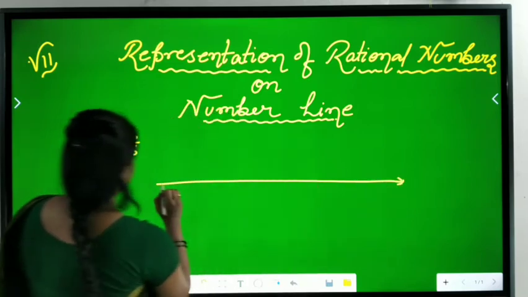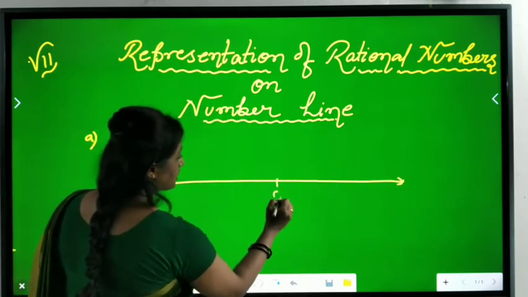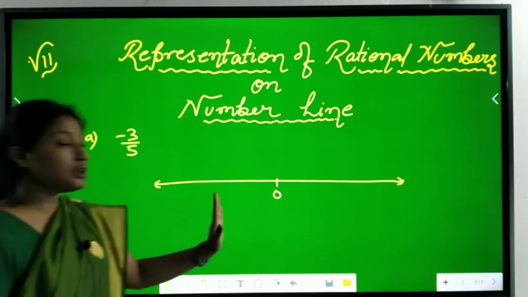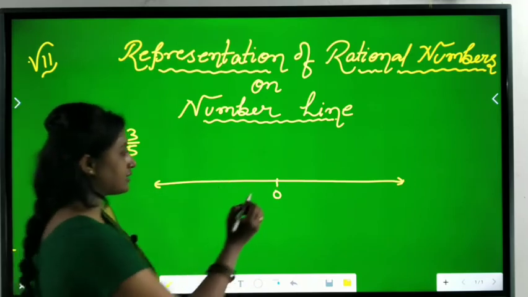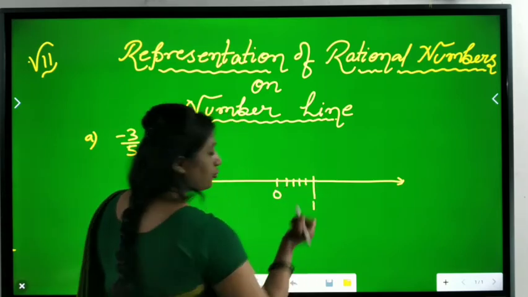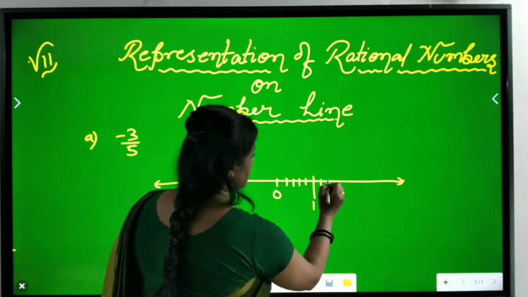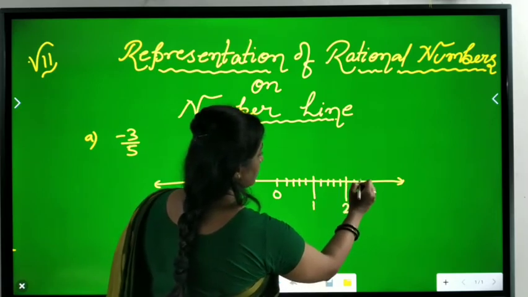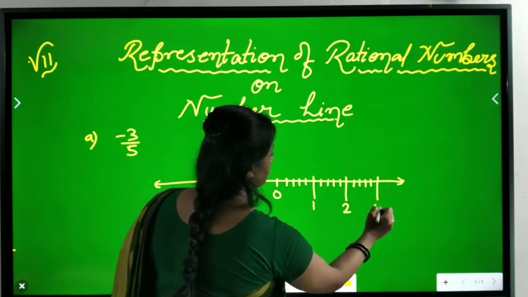Just draw a number line. Put the 0 in the middle. And the denominator is 5, so we will make 5 divisions like this: 1, 2, 3, 4, 5. Put here 1. Once again 1, 2, 3, 4, 5. Put here 2. Then once again 1, 2, 3, 4, 5, 3.